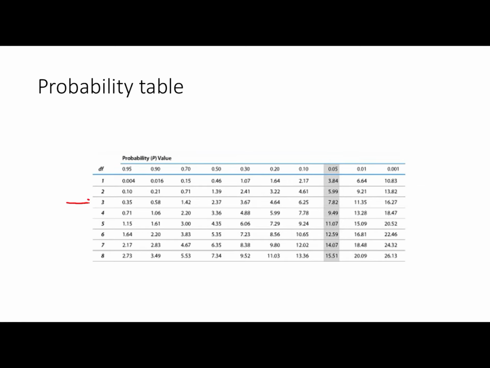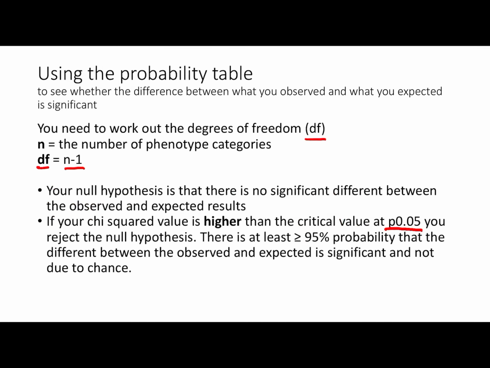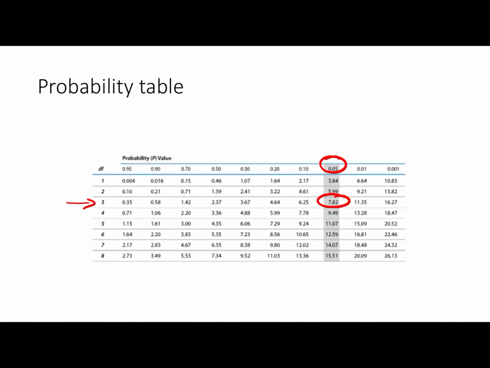Okay, so let's have a look at the probability table. So we've got 3 degrees of freedom because it's n minus 1. And this is our p equals 0.05. And so our critical value is 7.82. So that's our critical value. And our null hypothesis is that there is no significant difference between the observed and the expected results. Now, our value of 9.65 is obviously much, much greater than 7.82. So we actually reject the null hypothesis.